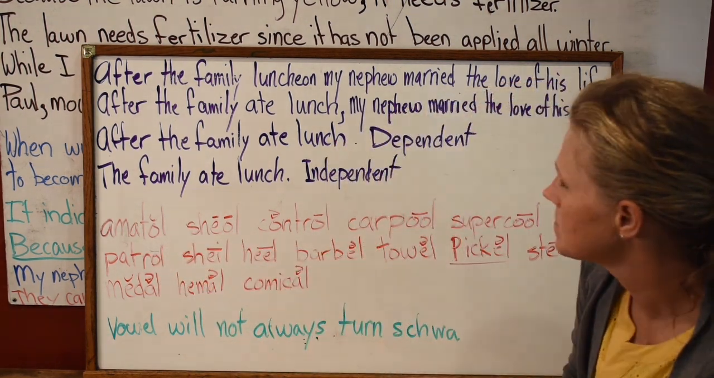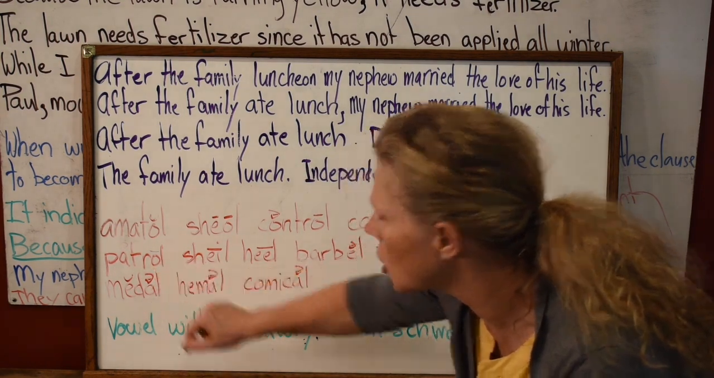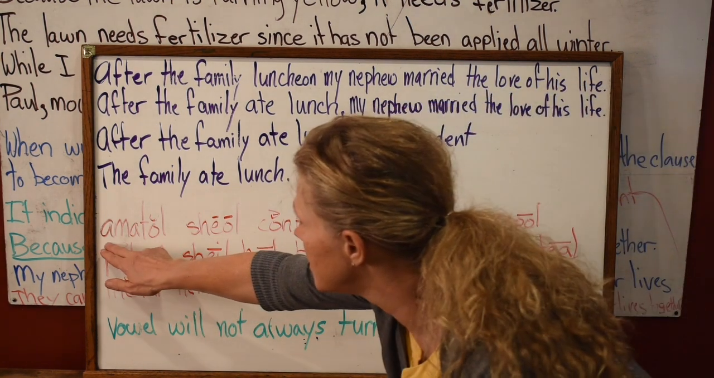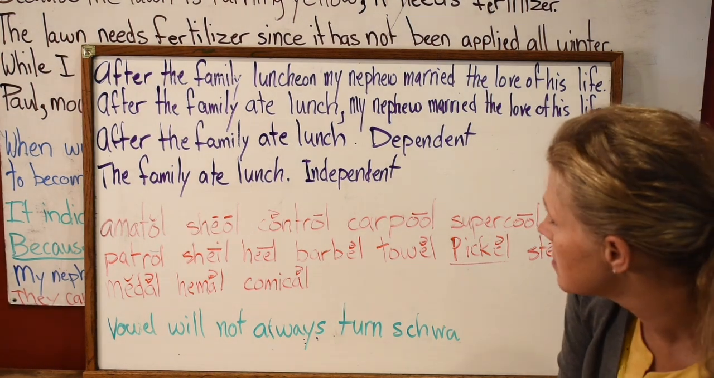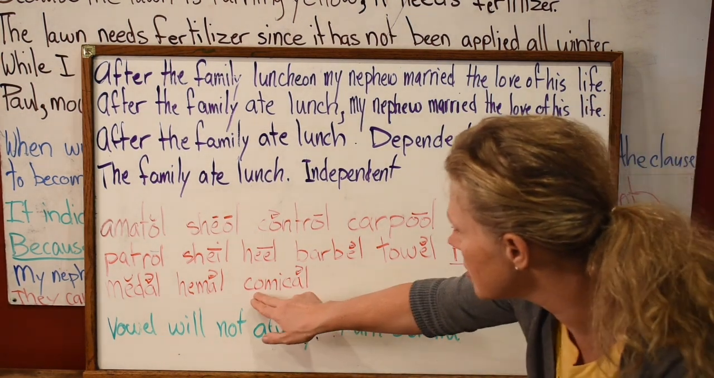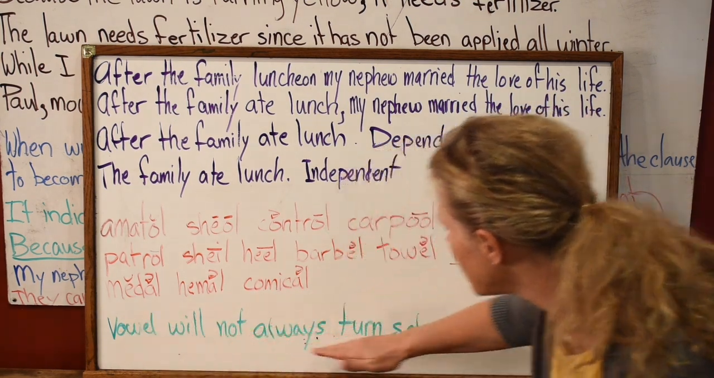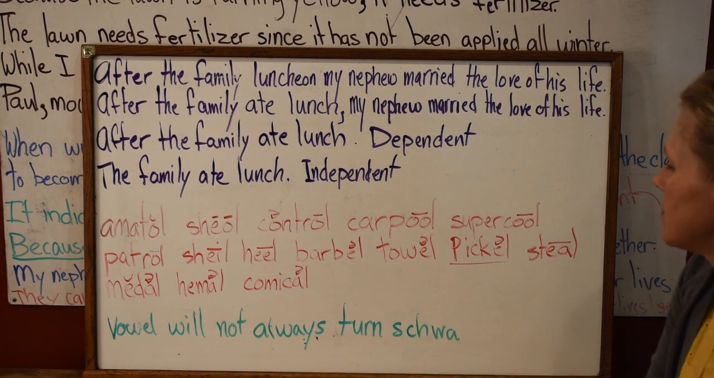Amatol, patrol. It's not always, it's just because this is a closed O, it's not going to turn to schwa. Just because this right here is a closed A, it's not always going to turn to schwa. Comical, this, look, calm. This didn't turn to schwa. So be careful. Vowels will not always turn to schwa. Be careful on how you're reading.